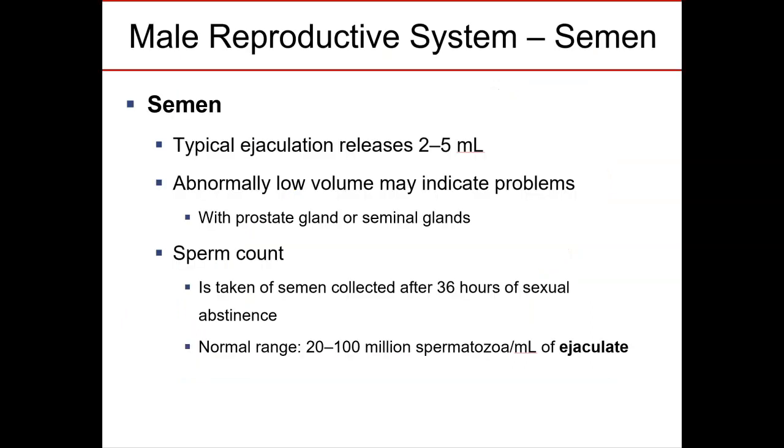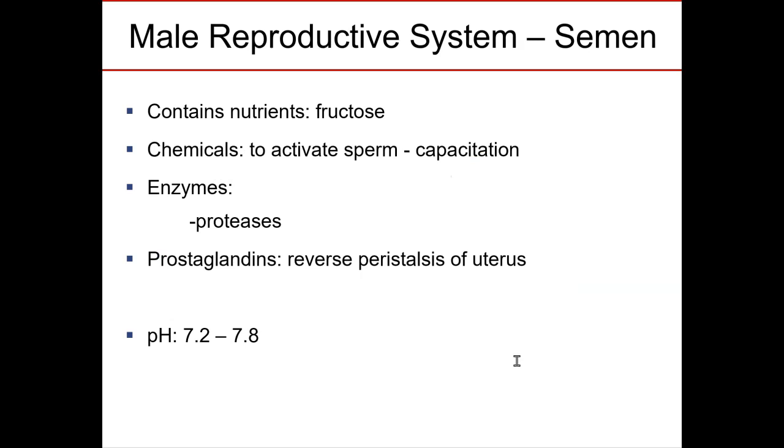Okay, so semen, typical ejaculation, about 2 to 5 mLs. It is critical. If a male doesn't produce enough semen, it could cause problems with fertility. Usually it's with the prostate gland or the seminal vesicles, because the seminal vesicles make about 60% of that semen. And then a lot of times you'll do a sperm count. So after 36 hours of abstinence, the male gives a sperm sample, and you would count the sperm, and there's about 20 to 100 million sperm per mL of ejaculate. So having a very, very low sperm count could obviously affect fertility, but usually there's plenty of sperm in the sample.